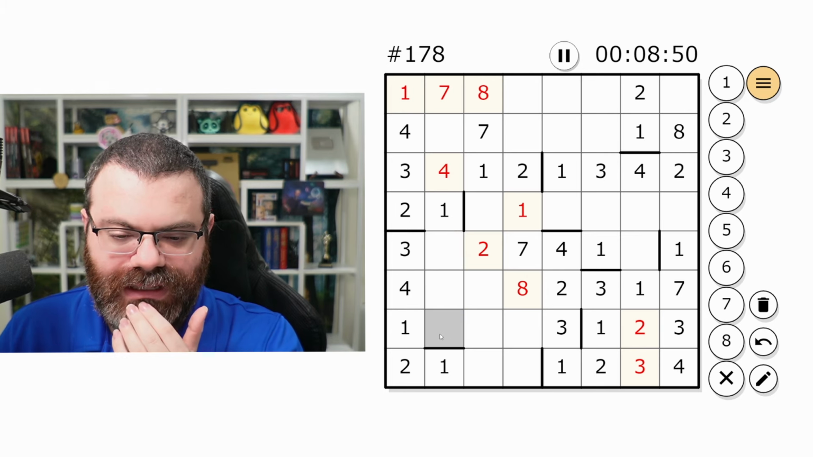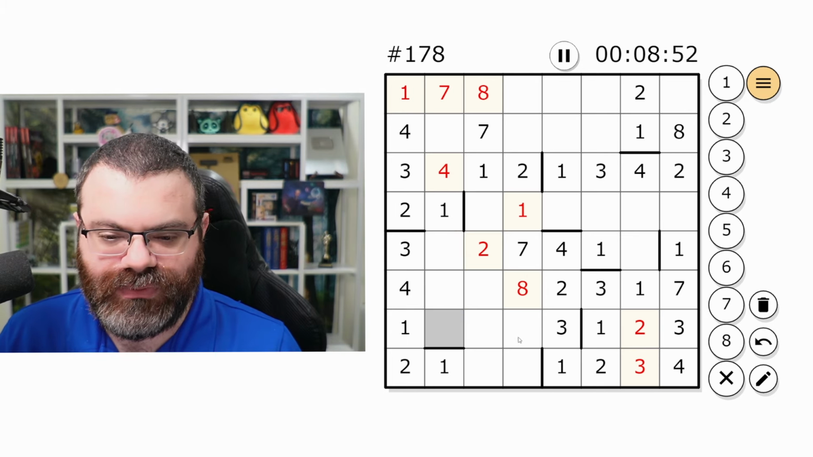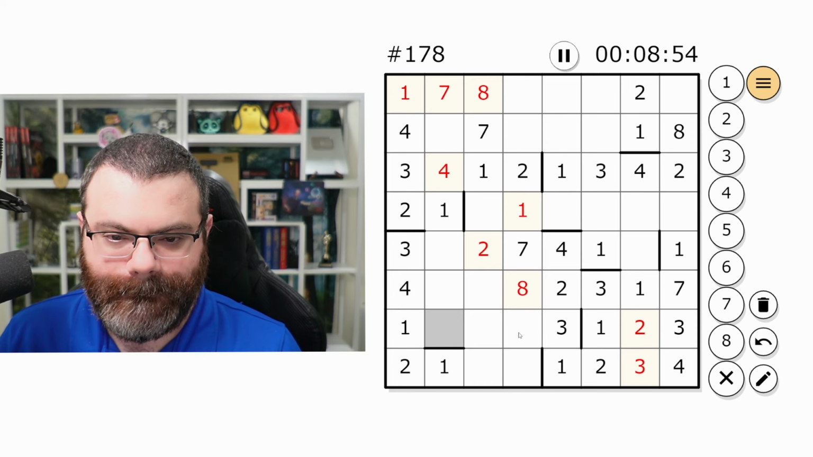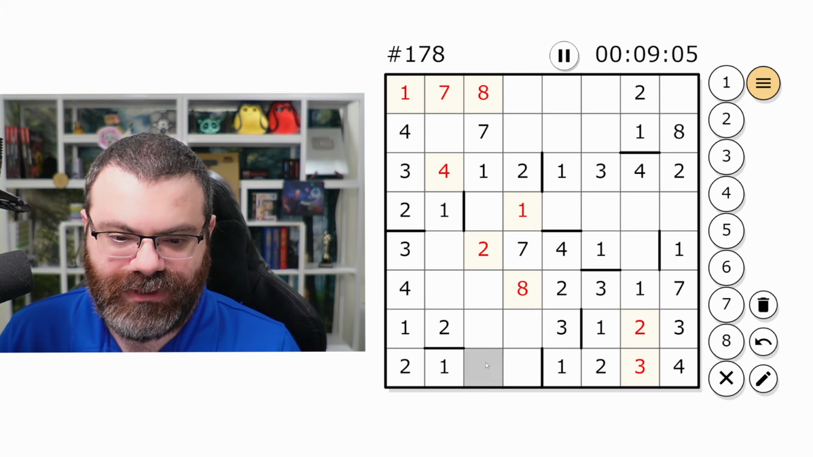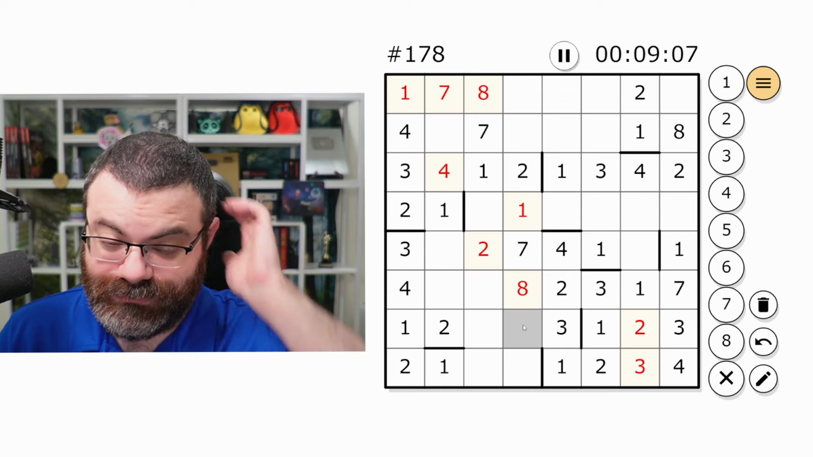Would be amazing. Here we need 2, 4, 5. Unfortunately, oh wait, no, the 2 can be placed. This 2 and this 2. So that's our 2, and we're left with 4, 5 across here. We're 3, 4 across here, 4, 5 across here.